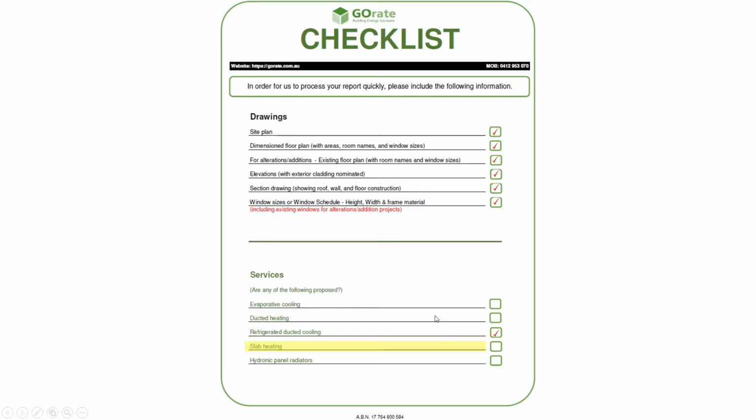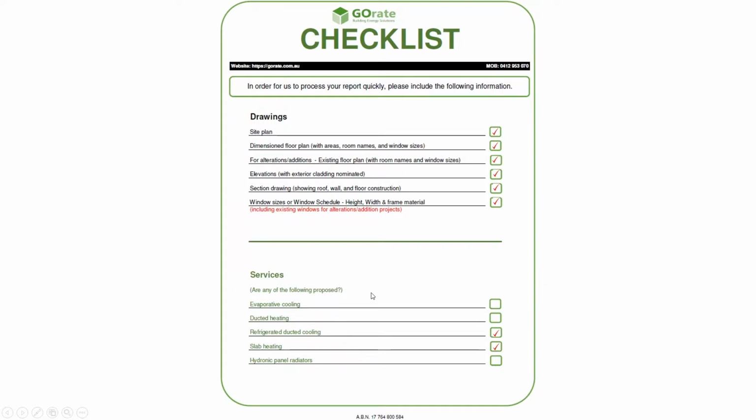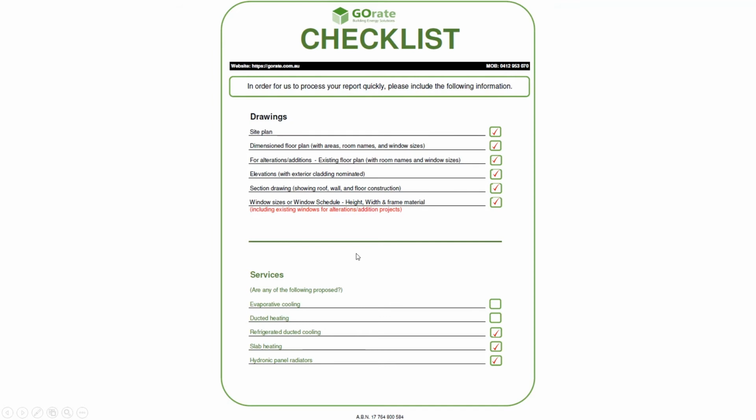Next on the list is slab heating. Now the requirement for slab heating is that you must have perimeter insulation from the top of the slab down to 300 mm below the ground. Lastly on the list is hydronic panel radiators. So there's an image of a panel radiator on the right, and on the left this is what we're talking about. Again, it's like the ductwork. What we're really concerned about is the insulation requirement around the pipes and where the pipes are, whether it be in the wall, outside, or in the roof space. And that's it. We've completed the checklist.